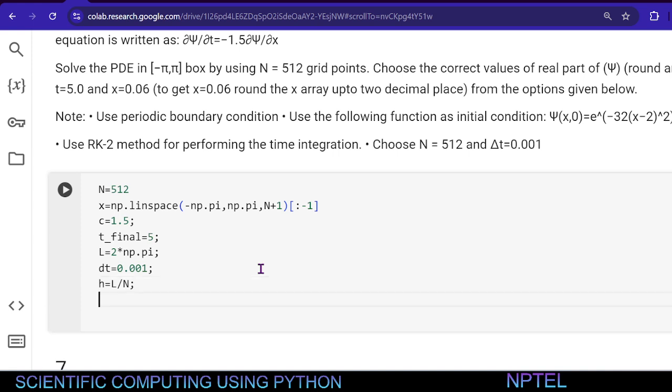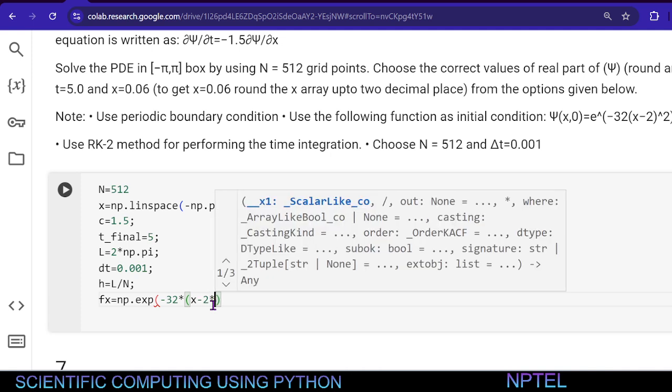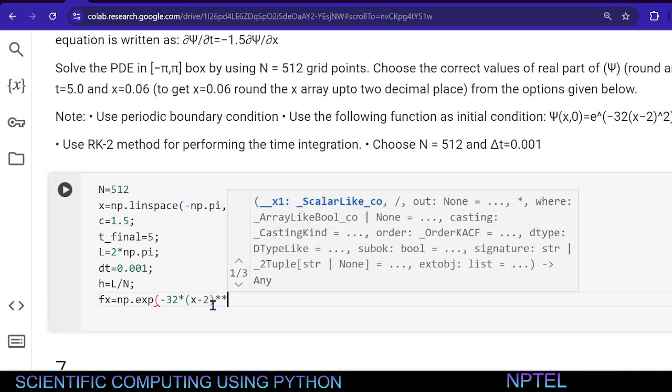And I can write the J vector. Anyways, I have defined x, right? So it's not needed. Let's write the function, which is the fx. What is the function? np.exp of minus 32 times (x minus 2) square.